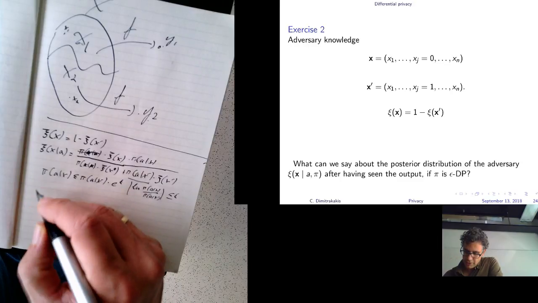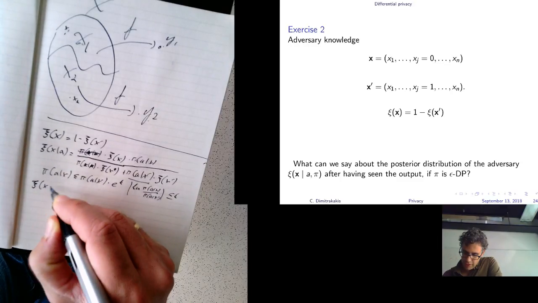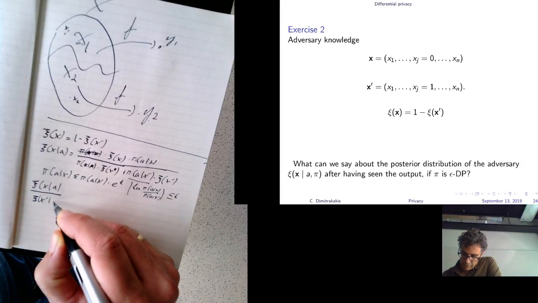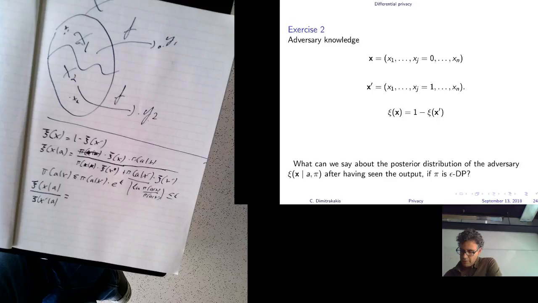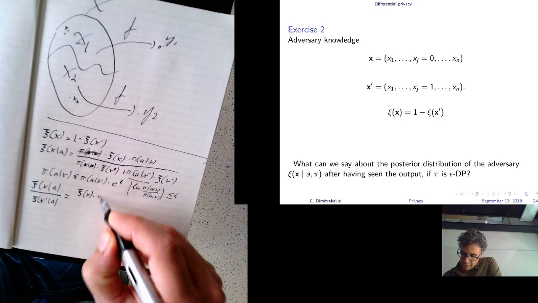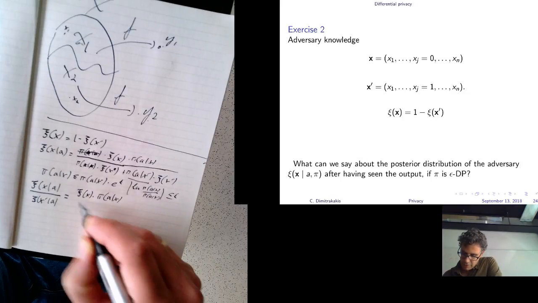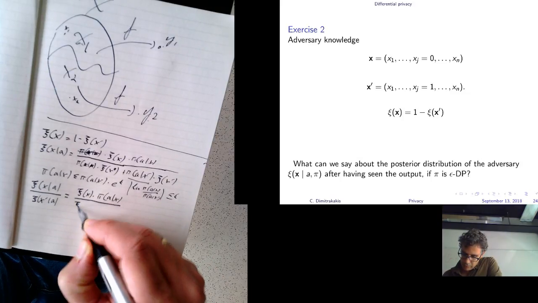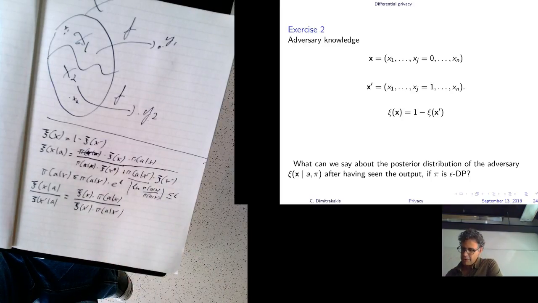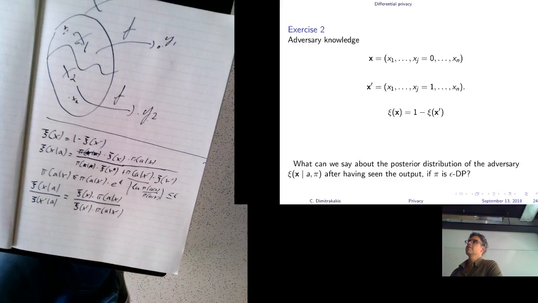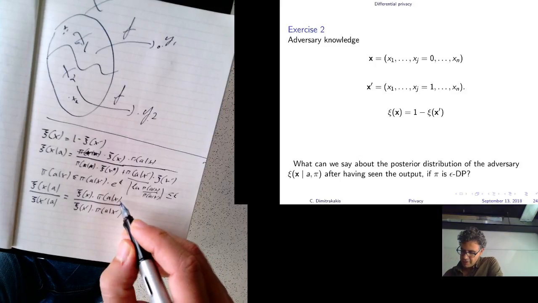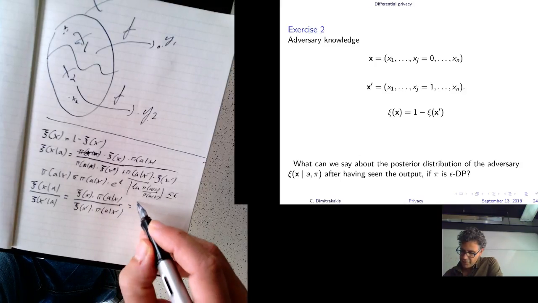So we could just plug this in and we see something, but it's more informative if we look at the ratio of the two things. So the posterior of x given a divided by the posterior of x prime given a. This thing here basically becomes this, times this, and this times this. And the denominator is the same, so it cancels out, right? And we know, for example, that this term and this term are the same, apart from the fact that there's an epsilon factor.